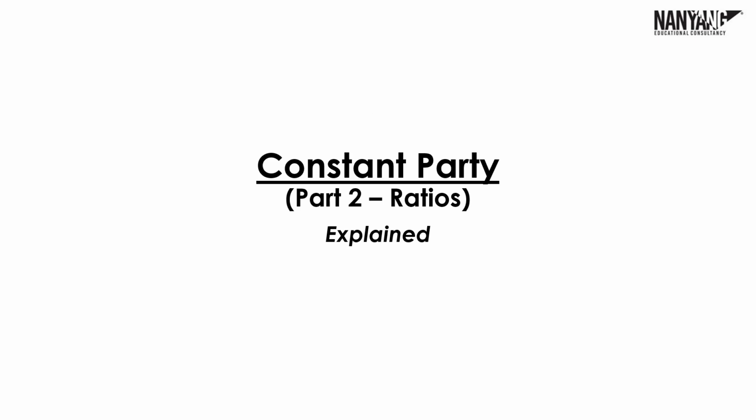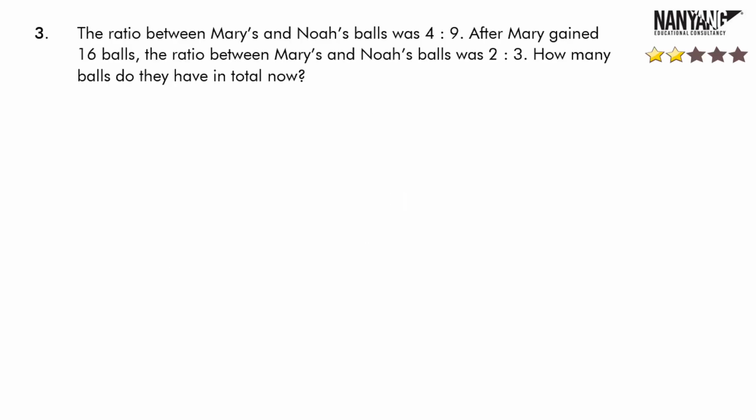Now let's try an intermediate difficulty question. The ratio between Mary's and Noah's balls was 4:9. After Mary gained 16 balls, the ratio between their balls is 2:3. How many balls do they have in total now? Feel free to pause the video and attempt the question. You can resume once you're ready.